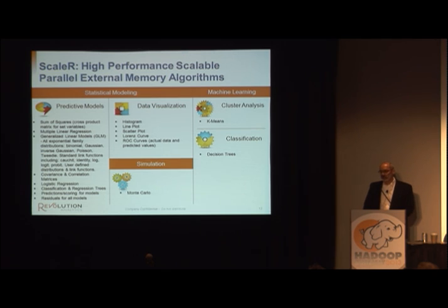In data visualization, we have a range of big data plots, such as ROC curves, which are very important for classification. And in machine learning, we have k-means clustering and decision trees for classification. And then in the simulation category, we have Monte Carlo simulation. We expose a variety of very high-quality parallelized random number generators that are provided by the Intel Math Kernel Library.